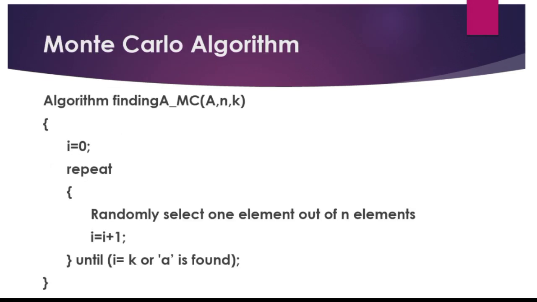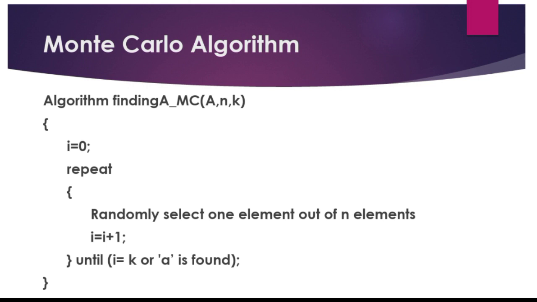Next is the corresponding Monte Carlo algorithm. It takes arguments array A, size n, and k is a number, that is, we perform only k trials. Within these k trials, we should get an output. Then only it becomes success, else it will fail. Then i equal to 0. Then coming to the loop, there it will take a random index and take that element, it is the first trial, then i is incremented, i equal to i plus 1.